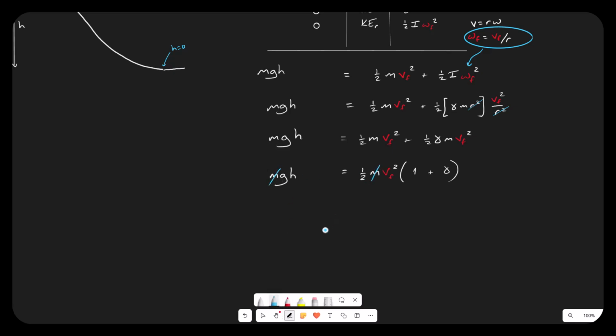Mass drops out, which is important. I wanted mass to be able to drop out of this because I didn't care about the mass when this was a block sliding. So I was hoping to not care about the mass now. I get v final equals the square root of 2gh over 1 plus gamma. If I am not rolling, if I'm sliding only, and there's no friction, then gamma is 0, and I get exactly what I had before.